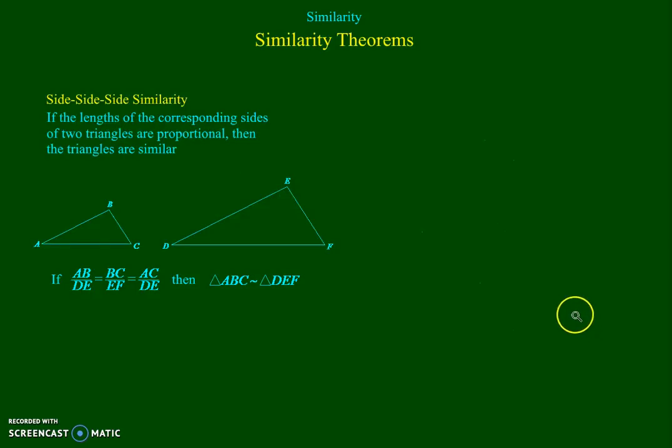Now we come to the second of our similarity theorems, and this is the side-side-side similarity theorem. Now what the side-side-side similarity theorem says is that if the lengths of the corresponding sides of two triangles are proportional, then the triangles are similar. Now this theorem should not be confused with the side-side-side congruence theorem. What we're talking about here is proportionality and not equality. So if we can state that the ratio of AB to DE is equal to the ratio of BC to EF, which is equal to the ratio of AC to DE, then these two triangles must be similar.